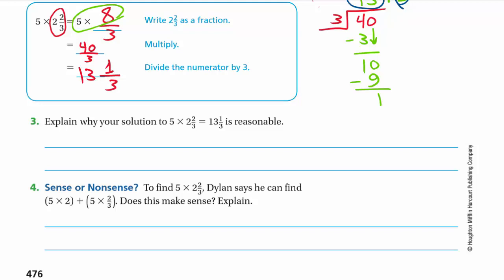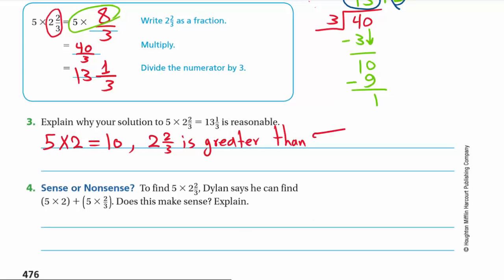Explain why your solution to 5 multiplied by 2 and 2/3 equals 13 and 1/3 is reasonable. We know that 5 multiplied by 2 equals 10, and if we increase this 2 by 2/3, the product will be more than 10. So we have 2 and 2/3 is greater than 2.